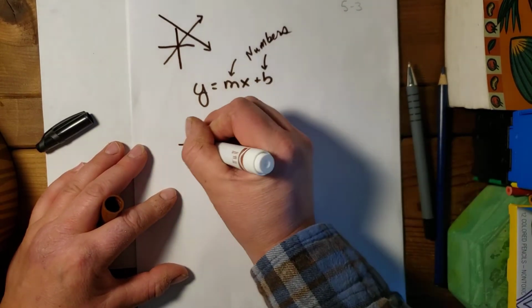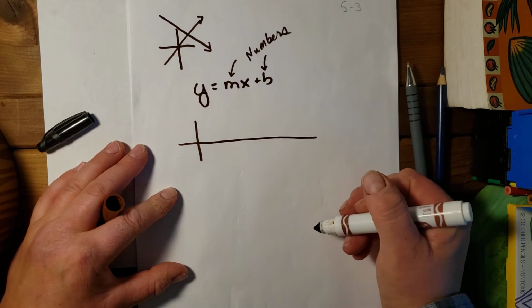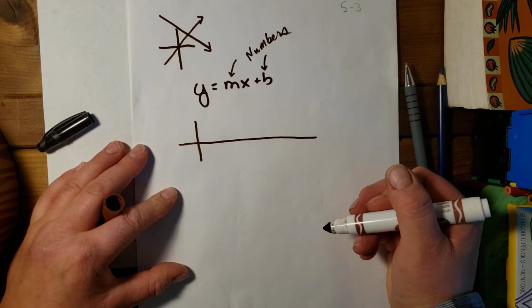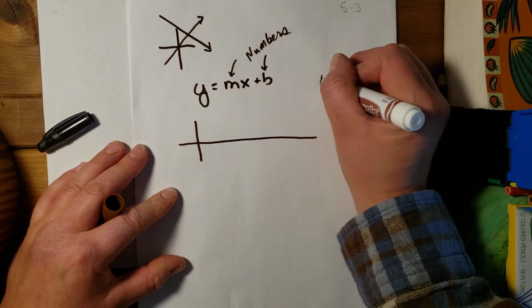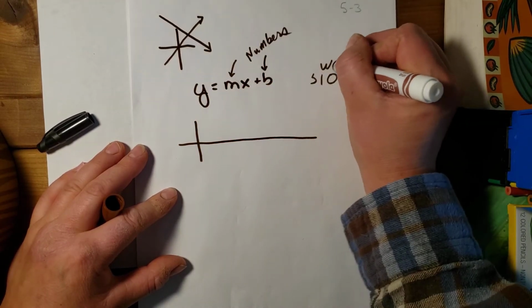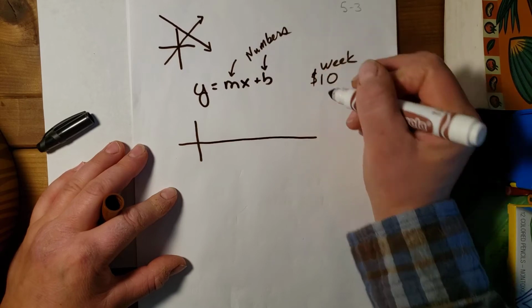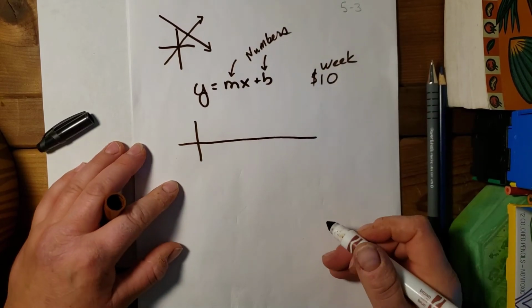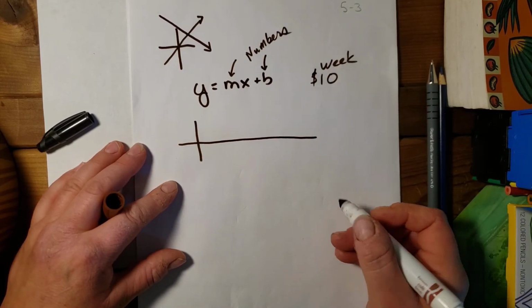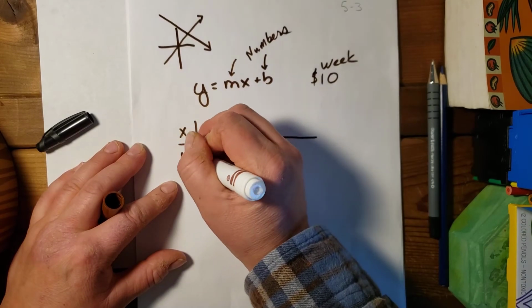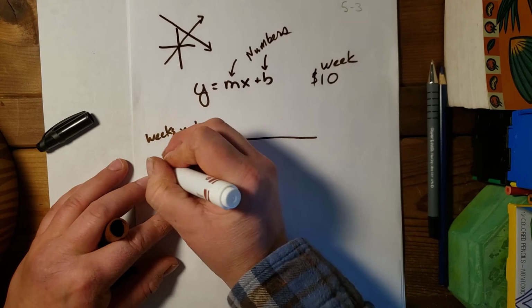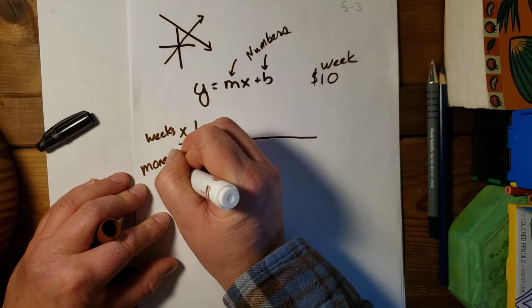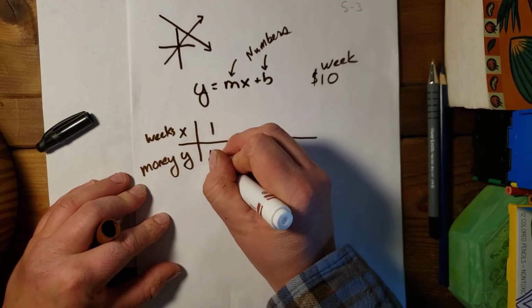So let's pretend that we're looking at a table of how much you get paid every week. We're looking at your bank account. Let's say you get paid $10 a week, and you are really cheap because we're in a pandemic and you don't spend any money. So you have X and Y, this is our weeks, and this is our money. On the first week, you got $10.